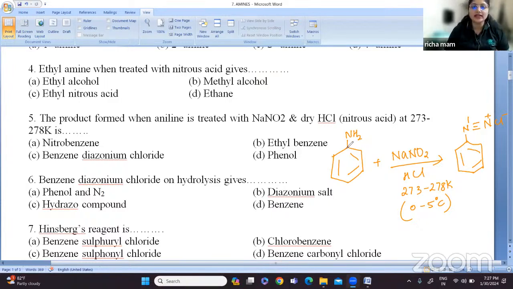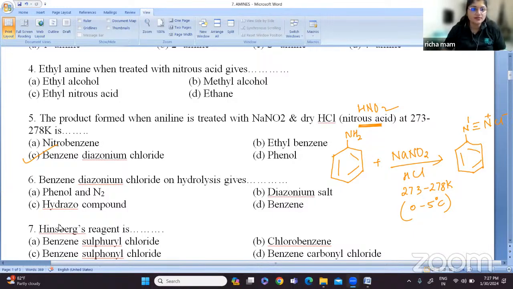So aniline, when it reacts with nitrous acid, that is sodium nitrite and hydrochloric acid, forms nitrous acid, that is HNO2, at 0 to 5 degrees Celsius or 273 to 278 Kelvin. It gives you benzene diazonium chloride. She has given the short form BDC. Benzene diazonium chloride. Good. So Priyanka and Vedvati have answered it right. Good. So we'll move forward.